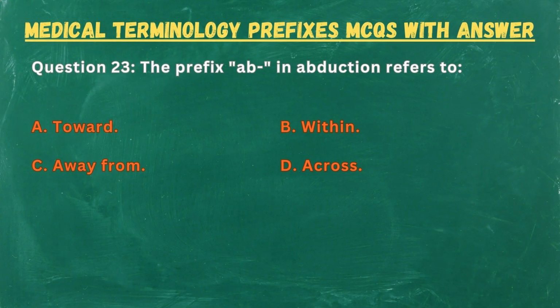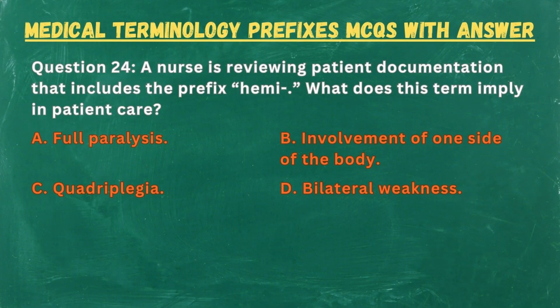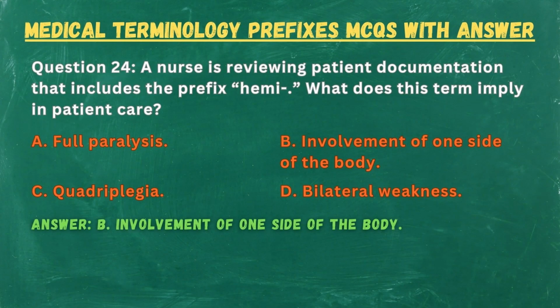Question 23. The prefix ab- in abduction refers to: A. Toward. B. Within. C. Away from. D. Across. Answer: C. Away from. Question 24. A nurse is reviewing patient documentation that includes the prefix hemi-. What does this term imply in patient care? A. Full paralysis. B. Involvement of one side of the body. C. Quadriplegia. D. Bilateral weakness. Answer: B. Involvement of one side of the body.